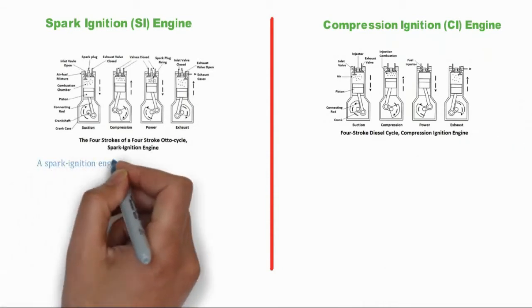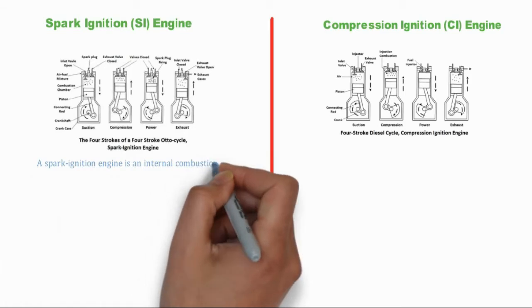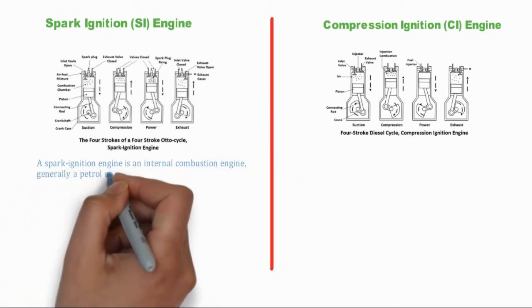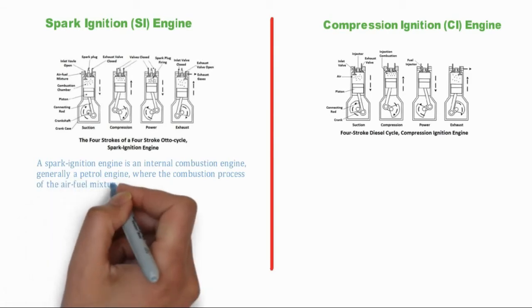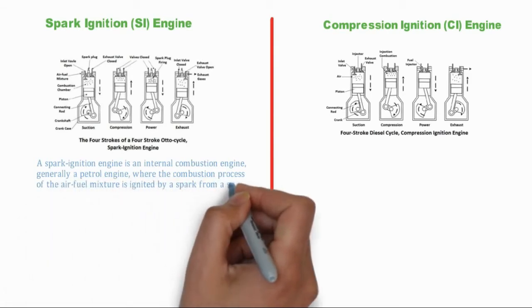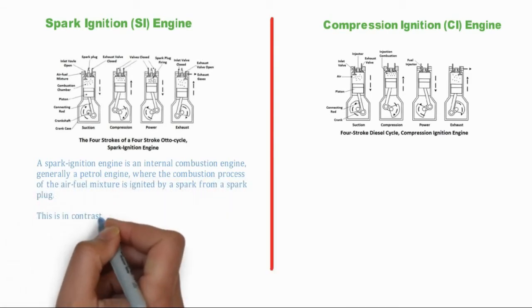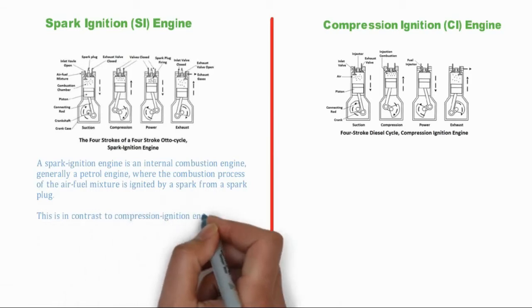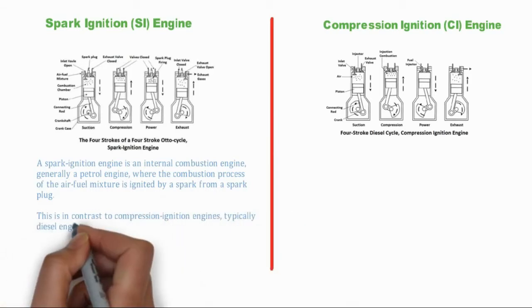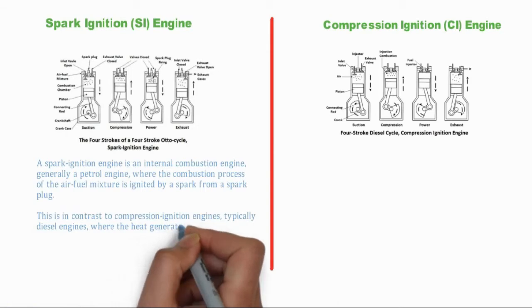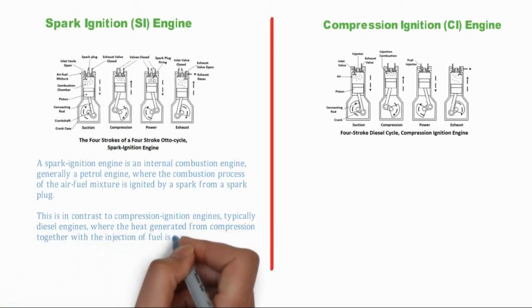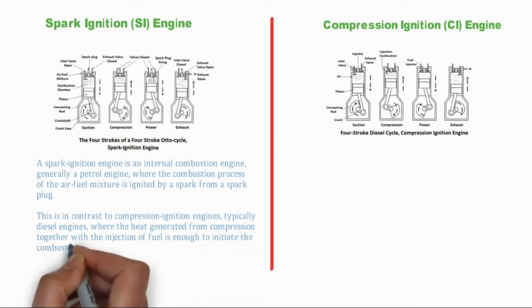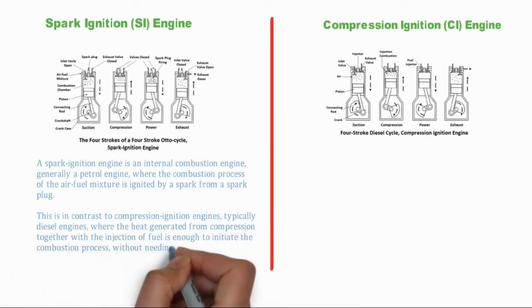A spark ignition engine is an internal combustion engine, generally a petrol engine, where the combustion process of the air-fuel mixture is ignited by a spark from a spark plug. This is in contrast to compression ignition engines, typically diesel engines, where the heat generated from compression together with the injection of fuel is enough to initiate the combustion process without needing any external spark.